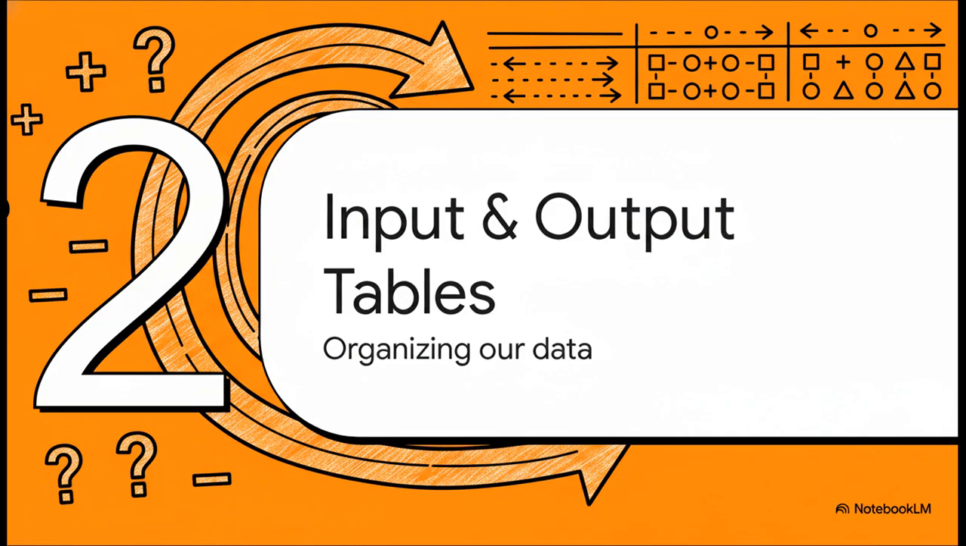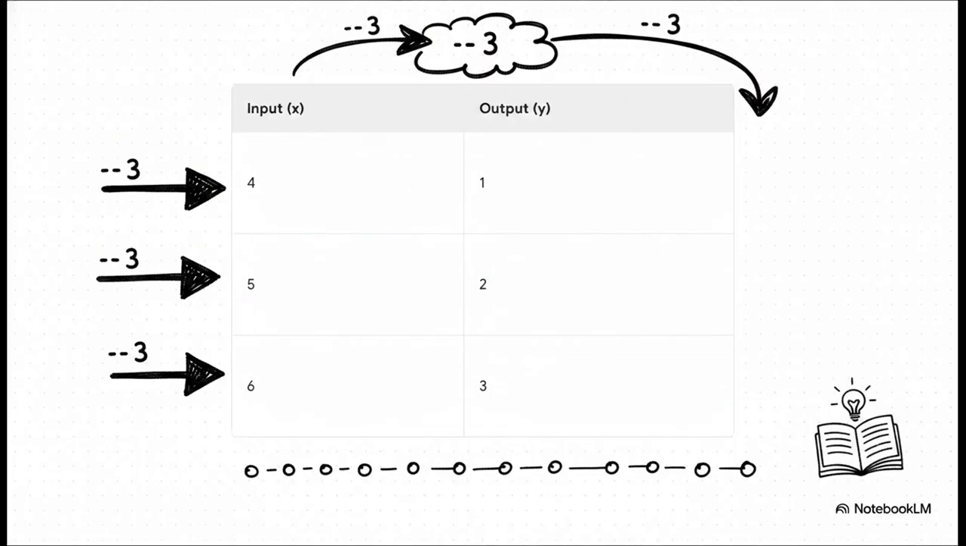Section 2. Input and output tables. Okay, check out how organizing the numbers completely exposes the pattern. Look at the inputs on the left, we'll call those x, and the outputs on the right, which are y. When x is 4, y is 1. When x is 5, y is 2. When x is 6, y is 3. I mean, the relationship is just staring right at us. Every single output is exactly 3 less than its starting input. We totally cracked the code for this one.